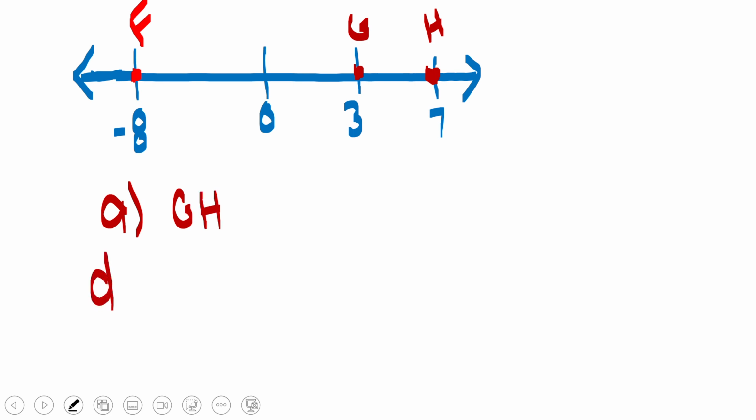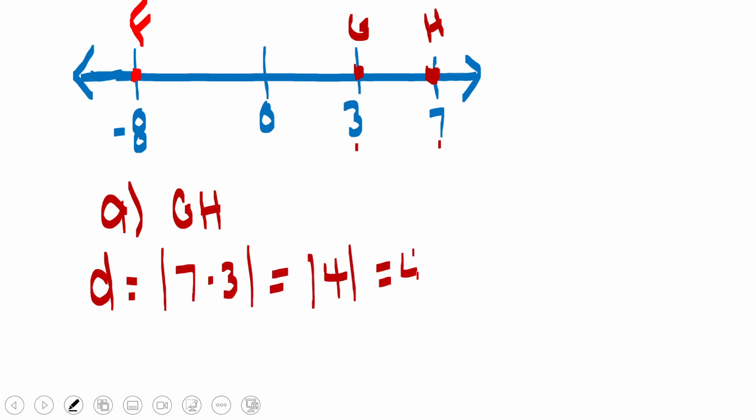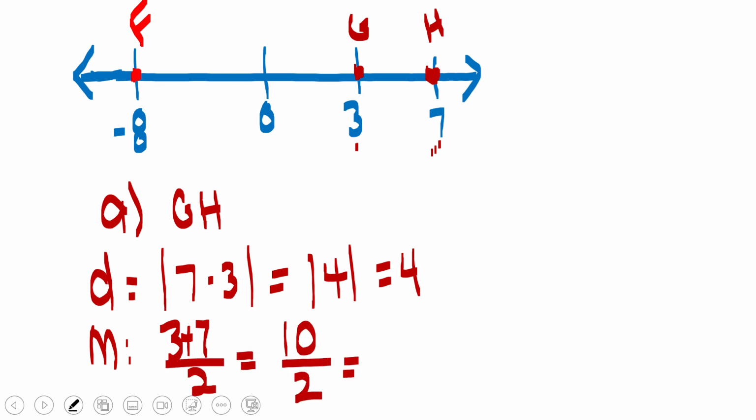So the distance is going to be here, the absolute value of 7 minus 3, which equals the absolute value of 4, which equals a positive value of 4. The midpoint is going to be 3 plus 7, all divided by 2. That's 10 divided by 2, which equals 5. Found the distance and midpoint of 2 points on the graph.